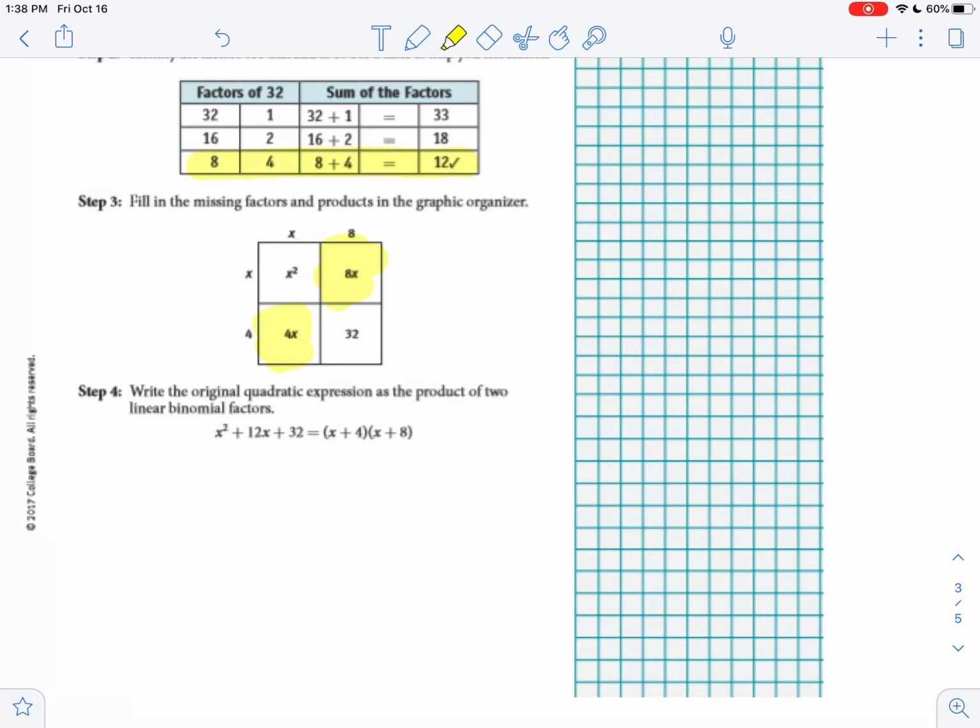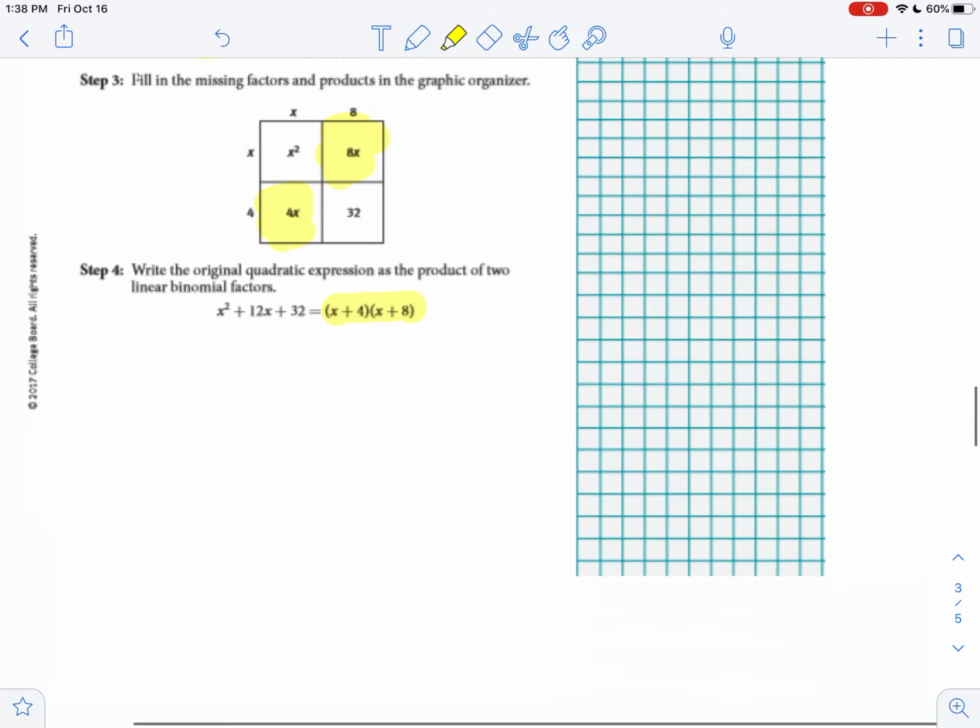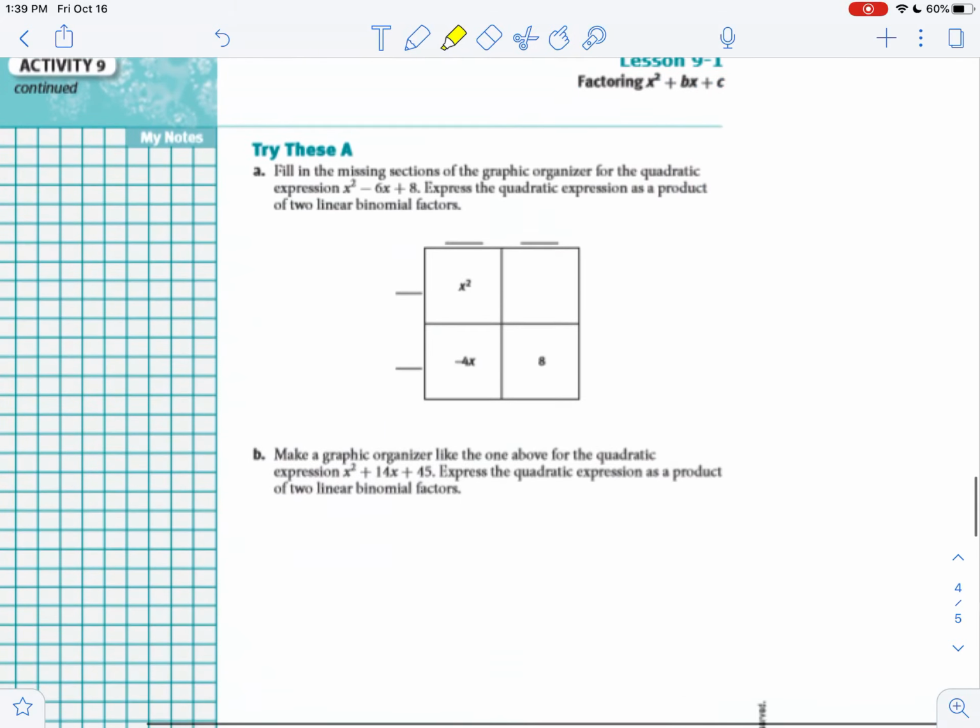And so the 8x and the 4x can go in the box. And now we can see that the width would be x plus 8, and the length is x plus 4, and that's one way to factor your expression. Okay, but we won't really be drawing boxes very often. We can try one and see how it goes.